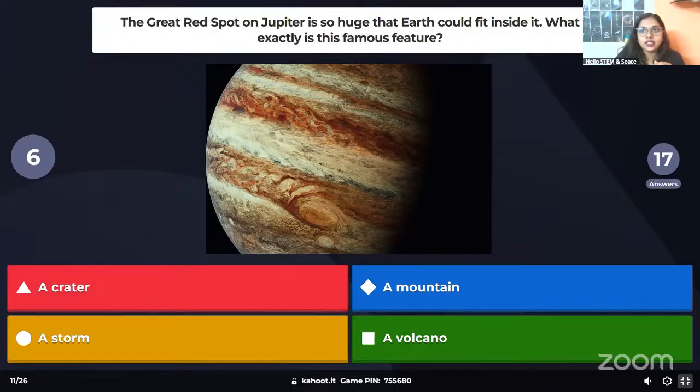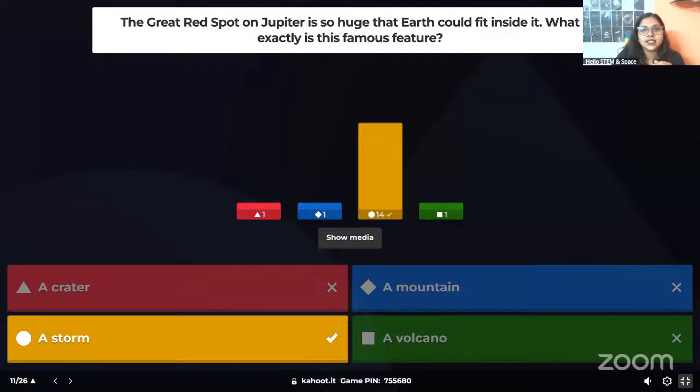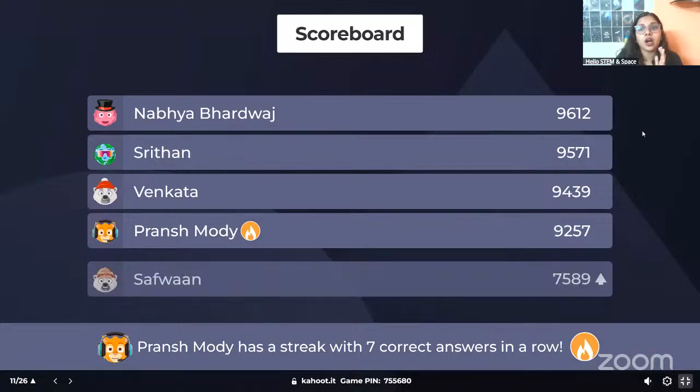I think everybody locked their answers. So let's see the correct answer. And most of you gave the correct answer. It's actually a huge storm. Okay, I'll show you the picture of the storm. The correct answer is a storm. It's not a crater. It's not a mountain. It's not a volcano. It's actually a huge storm. So let's see the scoreboard. Then I'll show you how it actually looks.